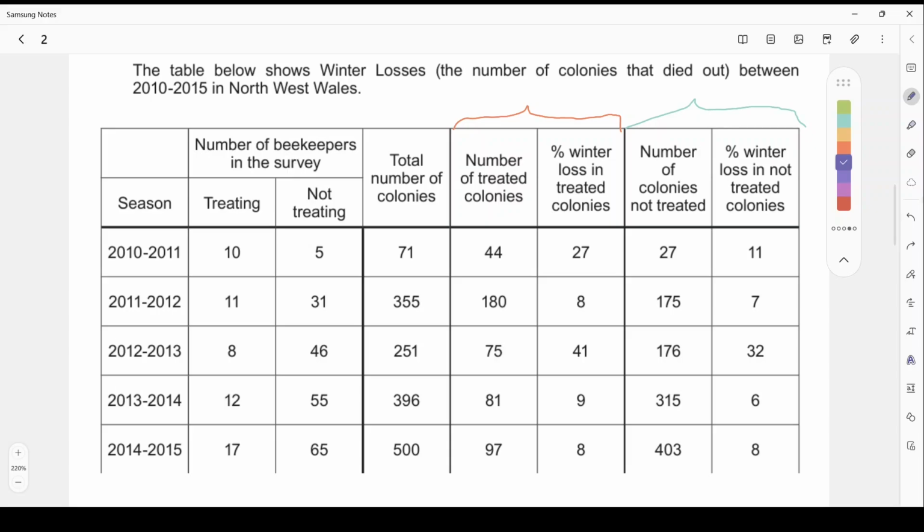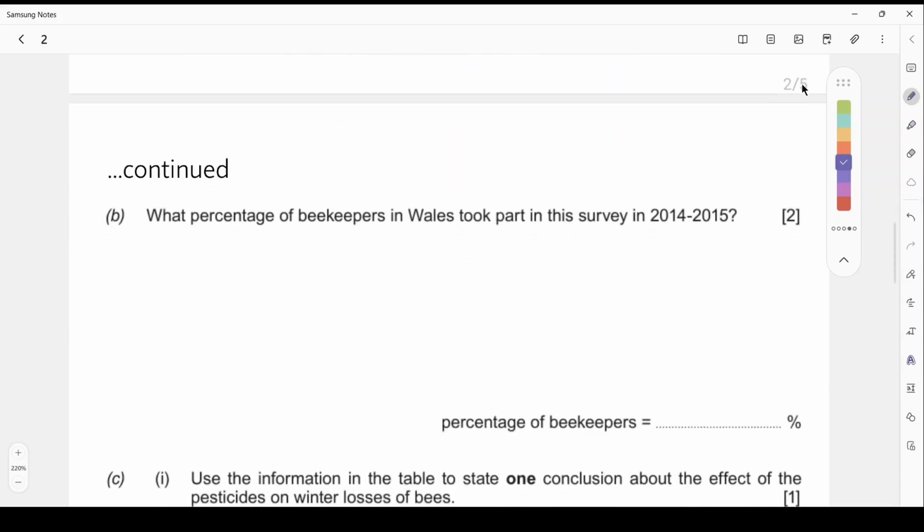And so, for example, if you had 71 colonies, then 44 of them would be treated and 27 of them would be non-treated. So if you do 27 plus 44, that would equal 71. Right, so that's just a little bit about this table. So let's go on to the next part.